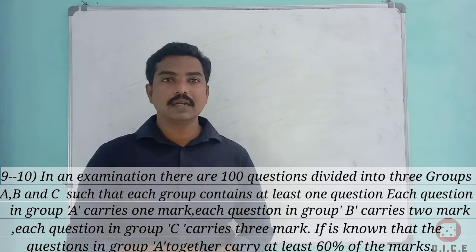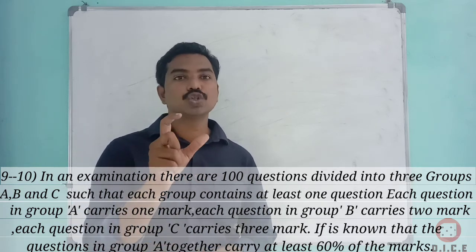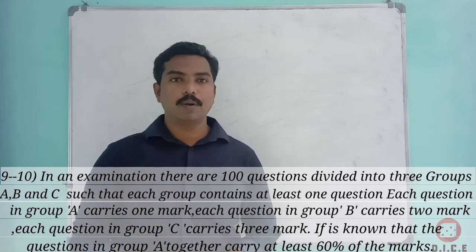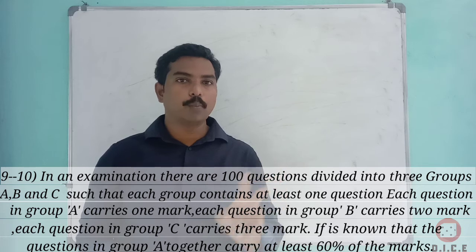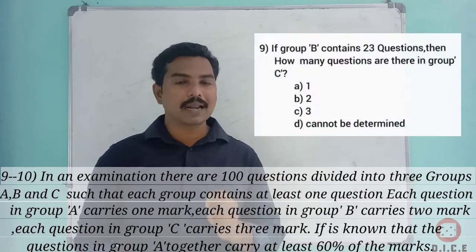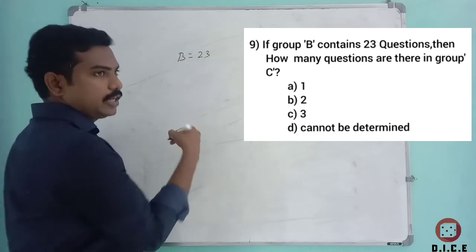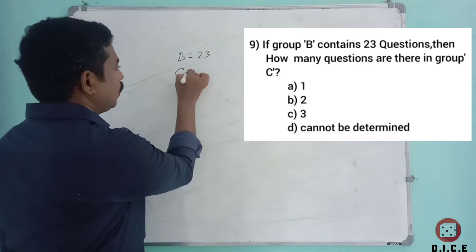And it also says "at least", and the word "at least" is most important. It is not exactly, it is at least. So 60 or above 60, no problem. At least 60. So these are the two key points. Now you see question number 9 here. B got 23 questions. Now how many questions should C get?